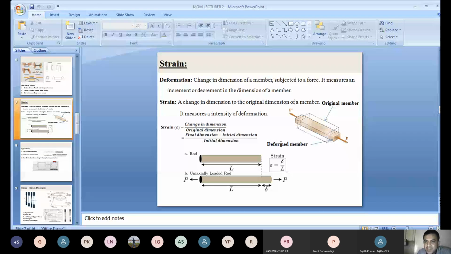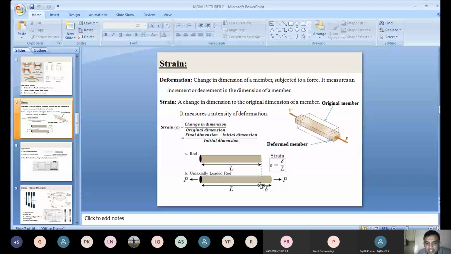Now what is the change in dimension here? Final length minus initial length. The original dimension is the initial length. If you take that ratio, we call it longitudinal strain. Now the best example you can see here is a circular rod. The initial length of the rod is L, when it is subjected to an external force P, right?